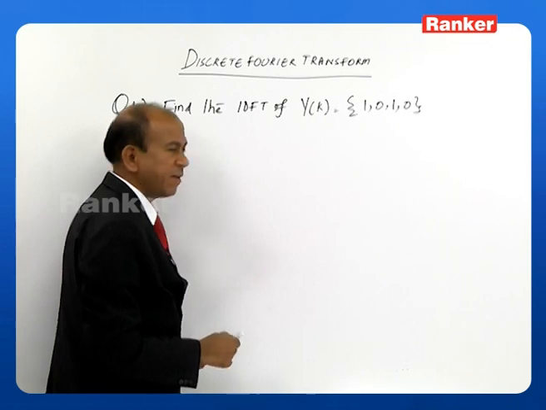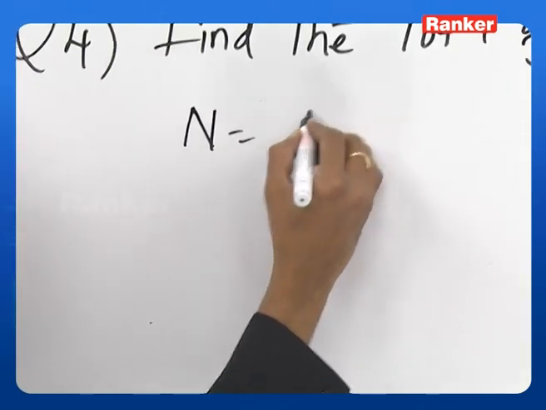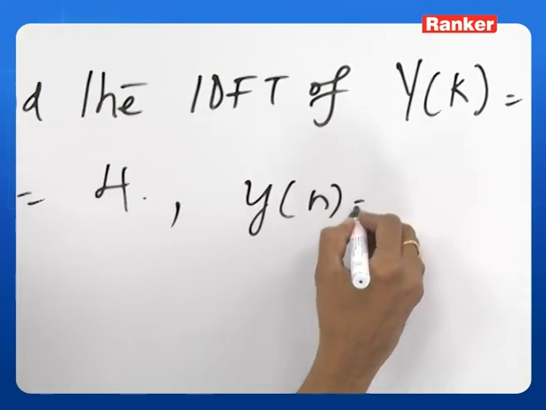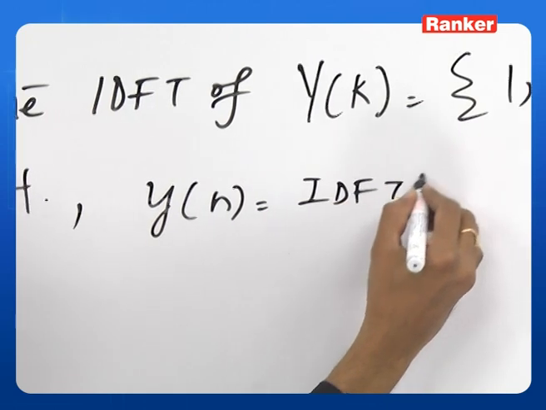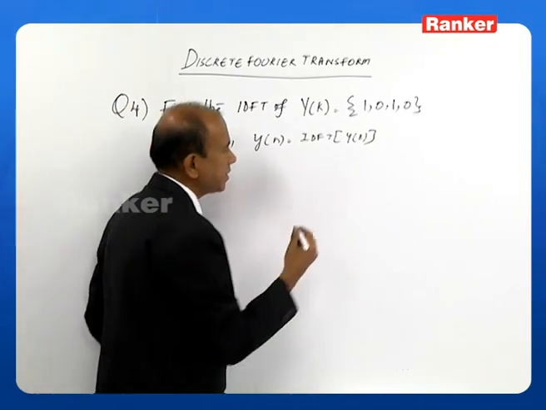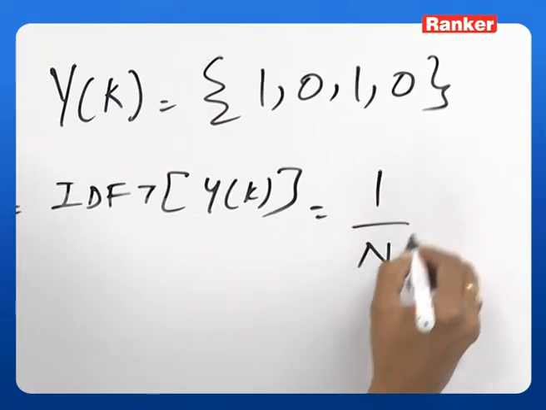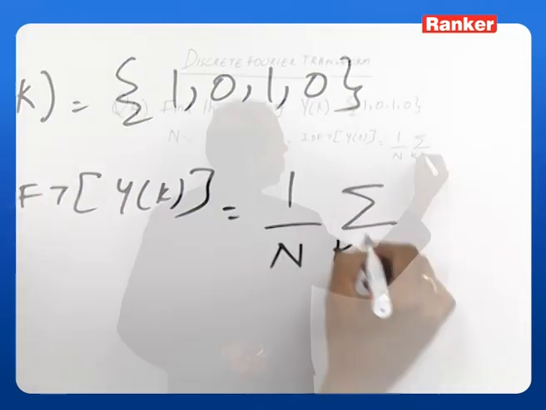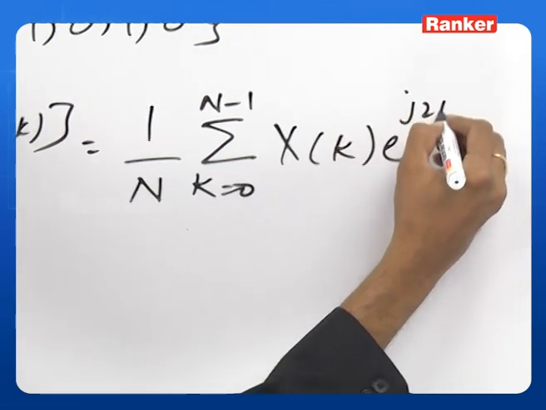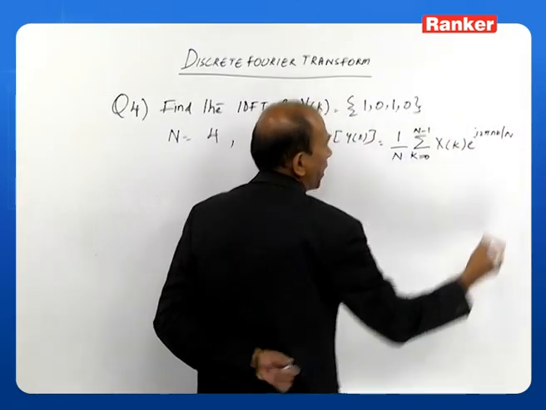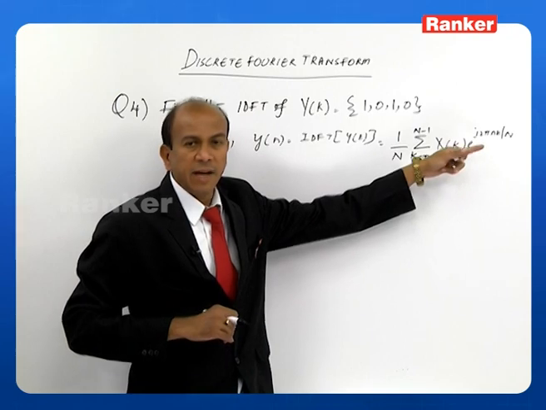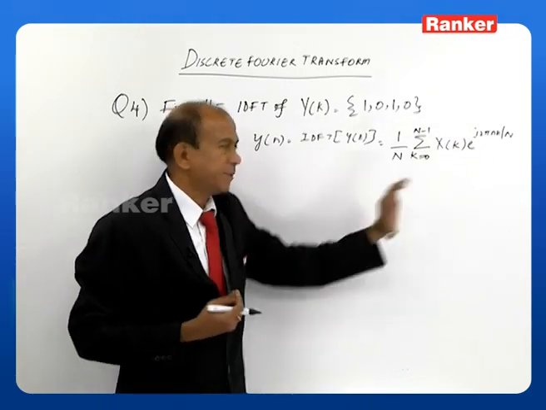Okay, so what is given for us? Obviously, the length of the sequence is 4. Then we also know what is y of n. Y of n is nothing but inverse DFT of y of k. What is the formula for this? This is given as 1 by n, summation k is equal to 0 to n minus 1, X of k e to the power of j 2 pi n k by n. This again is the same formula, except that there is no minus sign in the exponential. So this is how we get the y of n.